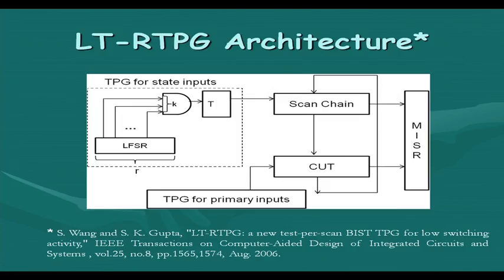Another architecture is known as LT-RTPG. This is a scan based test pattern generator for low switching activity. So, this tries to minimize the switching activity. What is done? A number of inputs of the LFSR are fed to a k-input AND gate, and this is fed to the T flip flop. So, whenever all these LFSR inputs are 1, only then will this T bit be 1. As a result, the input that we are feeding to the scan chain is going to change.